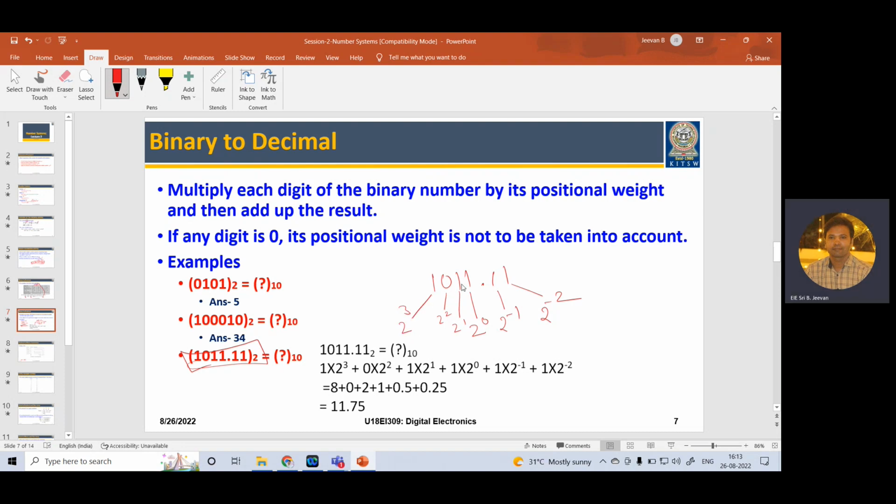So 2 cube plus 2 power 1 plus 1: 8 plus 2 plus 1 is 11. And 1 into 2 power minus 1 is 0.5. 1 into 2 power minus 2 is 0.25. So 0.5 plus 0.25 is 0.75, and the integer part remains the same. So the final answer is 11.75. This is how we convert a fractional binary number to a fractional decimal.